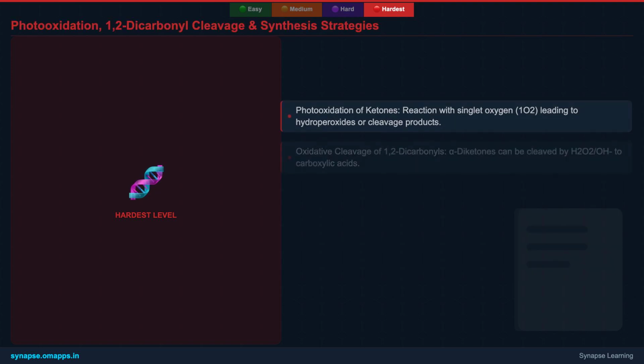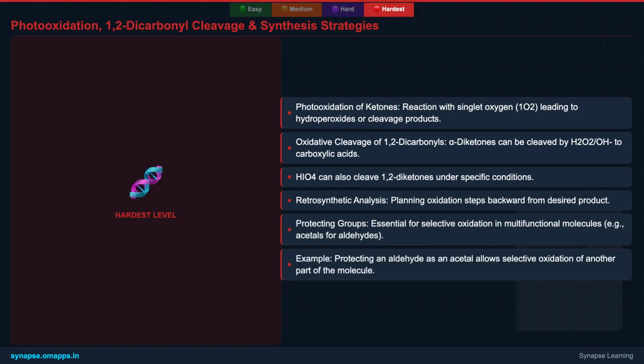The interplay of light and oxygen introduces another layer of complexity. Photooxidation of ketones, particularly with singlet oxygen, leads to the formation of hydroperoxides or cleavage products, often via Norrish reactions. This is a significant pathway in atmospheric chemistry and material degradation.